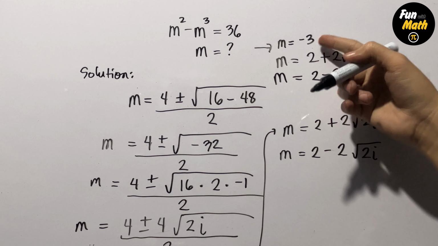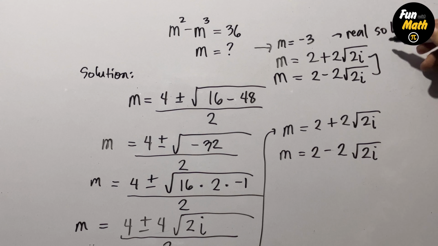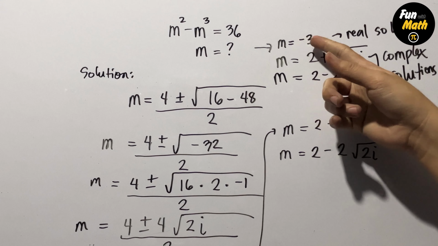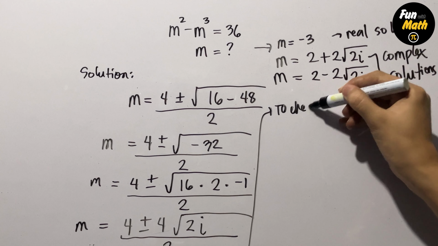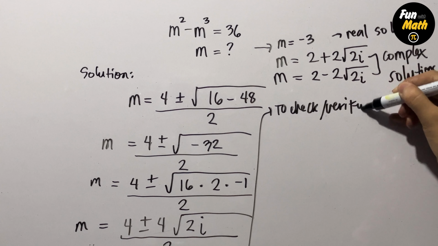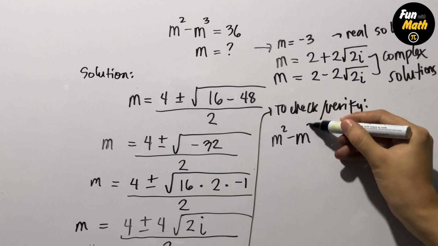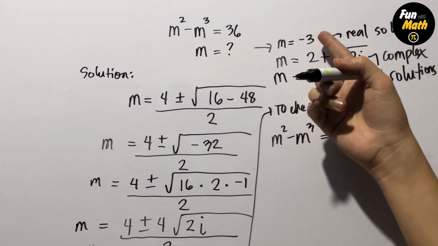Now for this negative 3, this is the real solution. And these two are the complex solutions. Now we can use the real solution, which is negative 3, to verify if this is correct. To check or verify, let's use the original equation: m squared minus m cubed is equal to 36. Then let's substitute this negative 3 here.